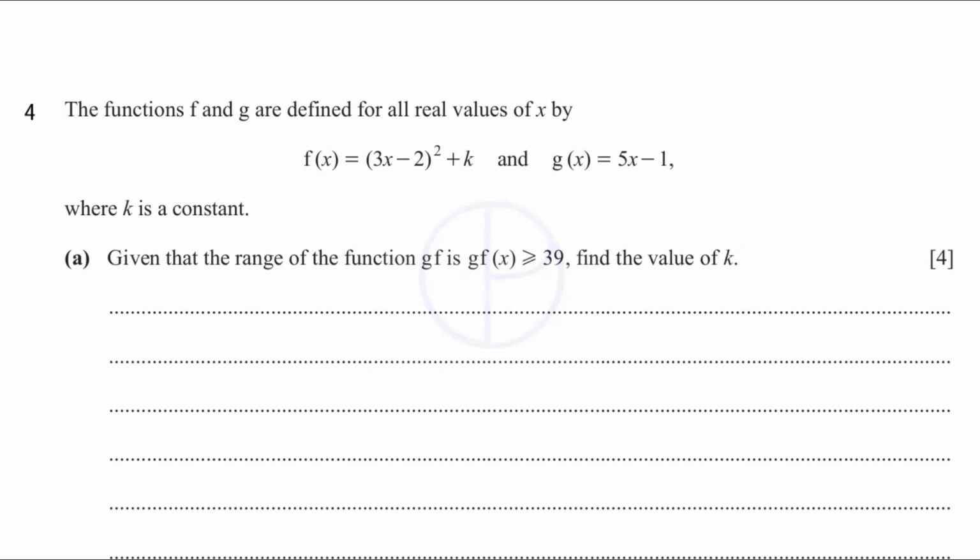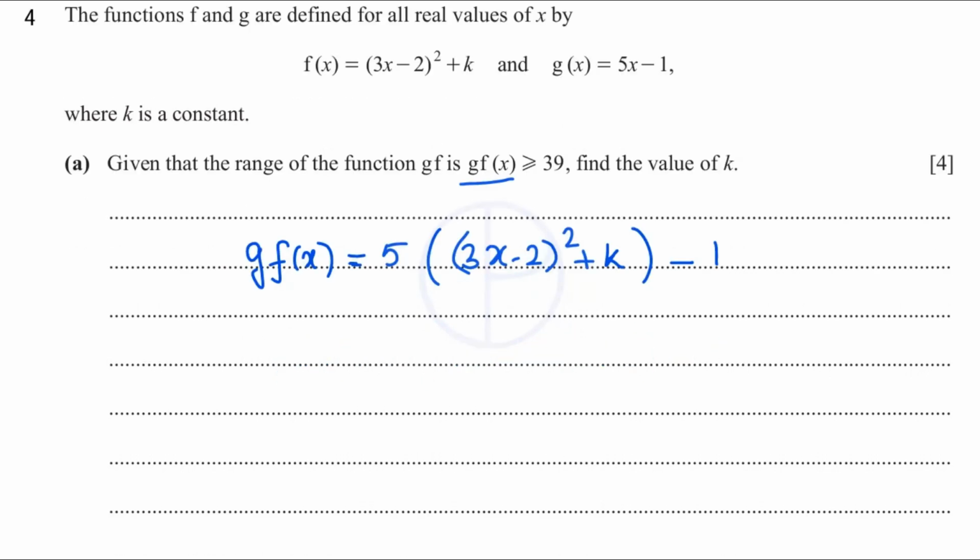So we need to find gf of x. What is gf of x? Substitute f of x in g. We get 5 multiplied by (3x minus 2) the whole squared plus k, minus 1. Now expand the brackets: 5 multiplied by (3x minus 2) the whole squared plus 5k minus 1.